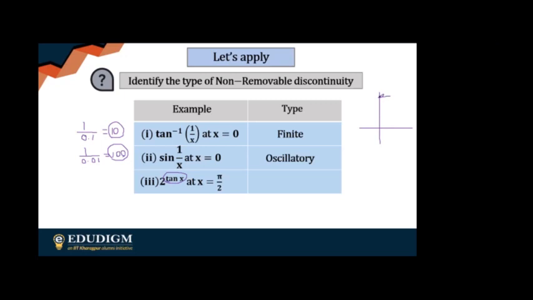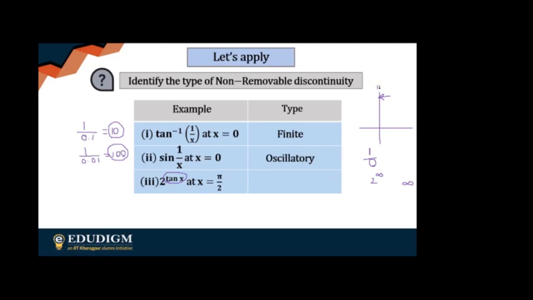Suppose this is pi by 2. Whenever it's approaching pi by 2 from, suppose, the left, sin x is closing to 1 and this is 0. So consequently, this is actually a very, very large number. This is more like 2 to the power of a very large number. So this is basically infinity. I hope you understand what I'm talking about.